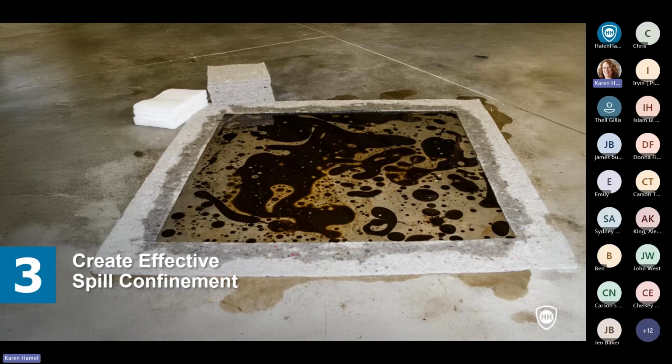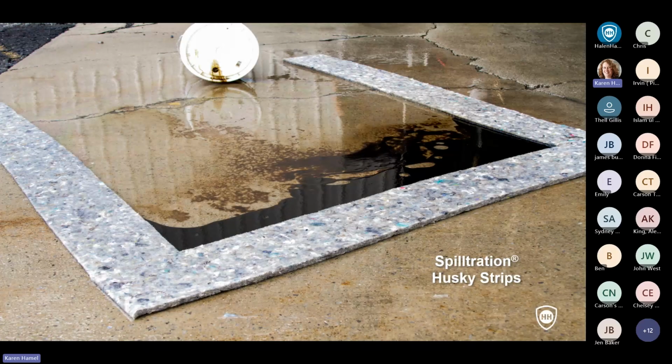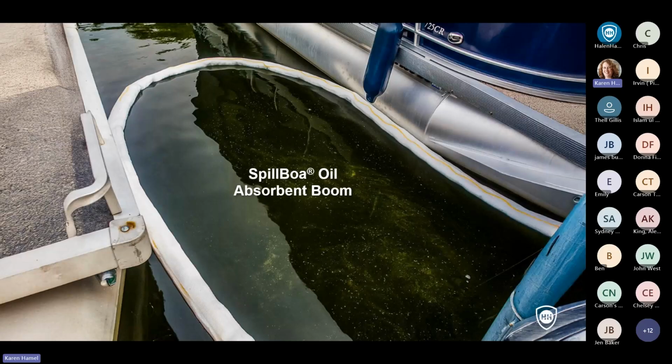Whether that's on land or on water, there are different ways that you can do that. Socks are a common way to do it. This is an example of our Husky strips, and these act like a sock. They create a barrier that allows the oil to be absorbed and the water to flow through. So this is one way that you can do it, but make sure that you've got that method of confining that spill either on land, or here we're showing an example on water. This is our Spill Boa boom, again floating on water, containing that spill, keeping the spill from going any farther.